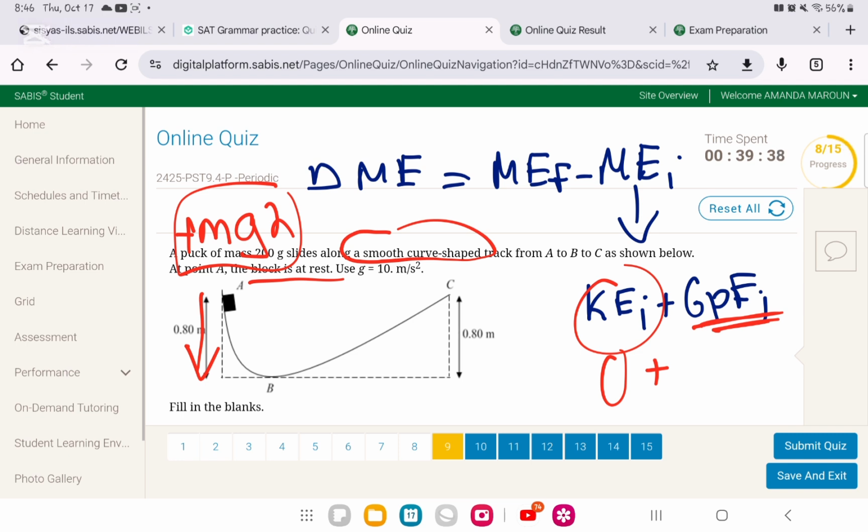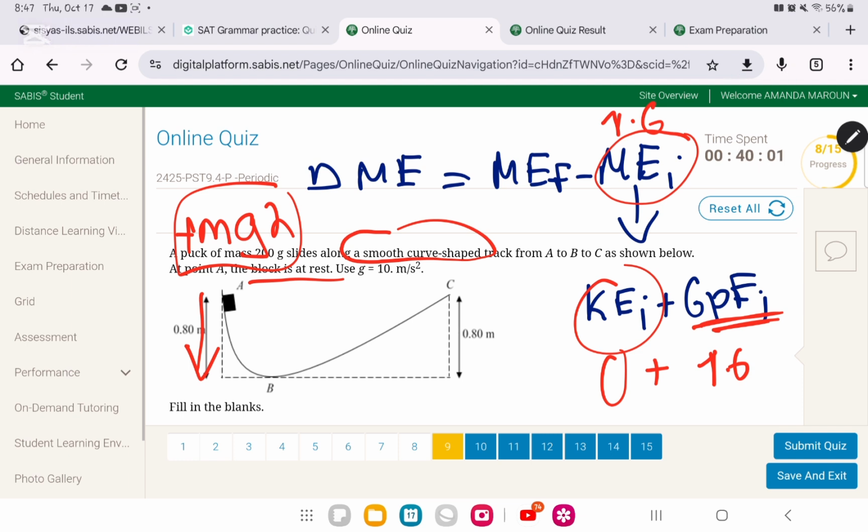So it's gonna be then plus 0.2 times 0.8 times 10. 0.2 is the mass, we changed it to kilograms. 0.8 is the height and 10 is g. So we're gonna get 1.6. So for the mechanical energy initial, we have 1.6.